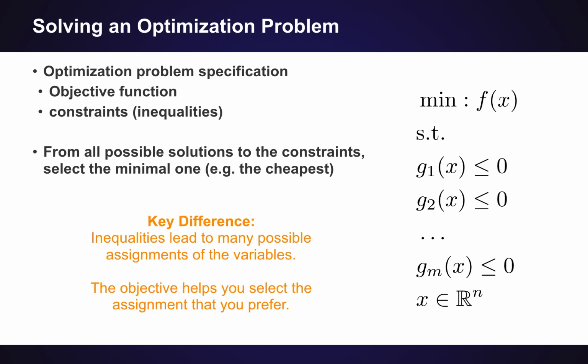So I think the key difference to understand about optimization versus solving systems of linear equations is that these inequalities, which are quite fundamental to optimization, lead to many possible assignments of the variables, and then this objective function is helping you select, of all of those, the one that you think is the best.